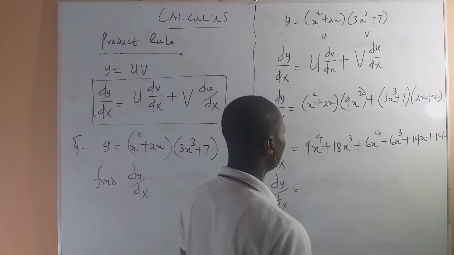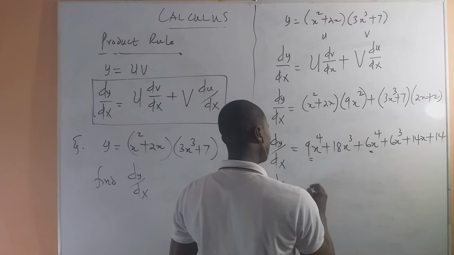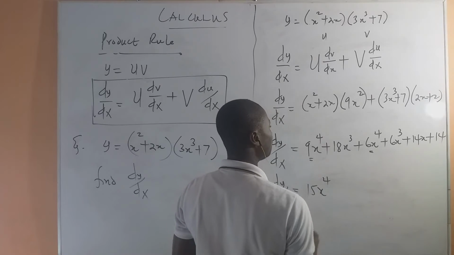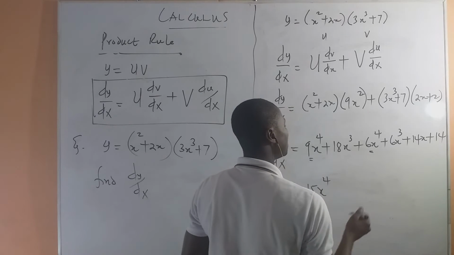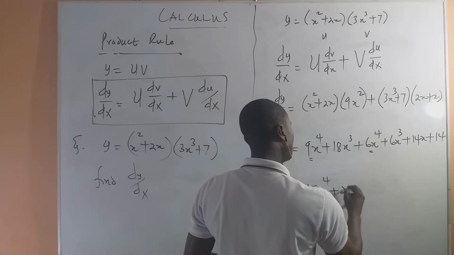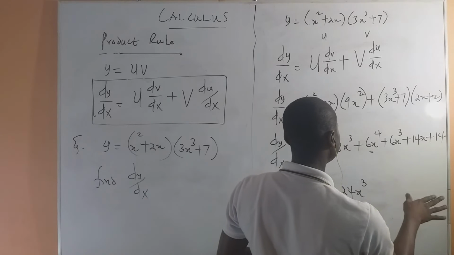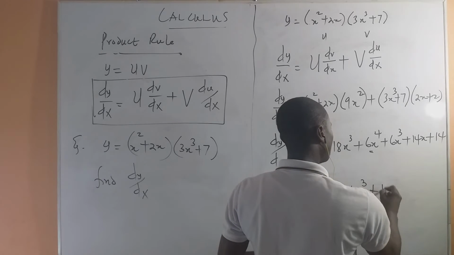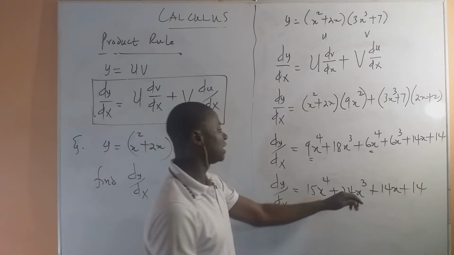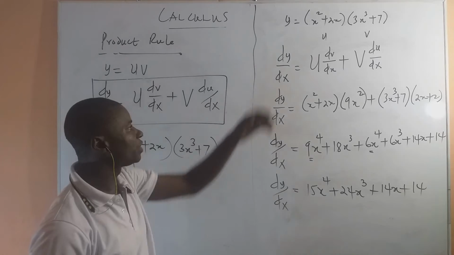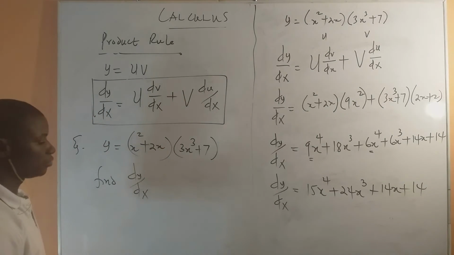You group the terms. So the x exponent 4 terms, we have 9 here, we have 6 here. 9 plus 6 gives us 15, so we have 15x exponent 4. Then the cube term, we have 18 and 6, so 18 plus 6 will give us 24x exponent 3. Then the square term, there is no square term, but there is an x term. The only x term is 14x here, and the only constant we have is also 14. So dy dx will be equal to this. So that's how we apply the product rule to solve problems like that.